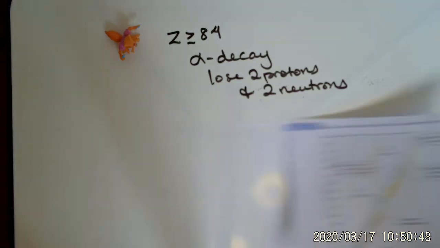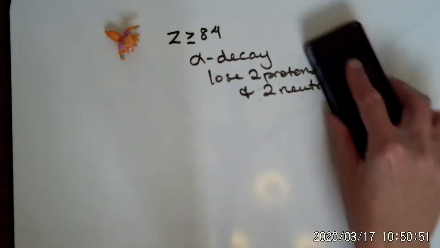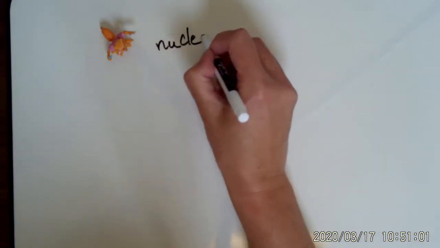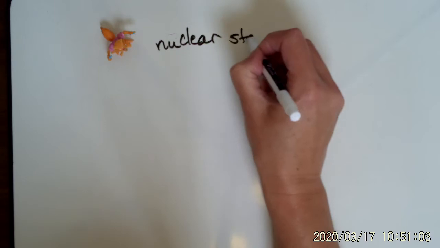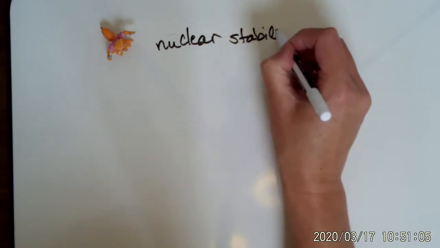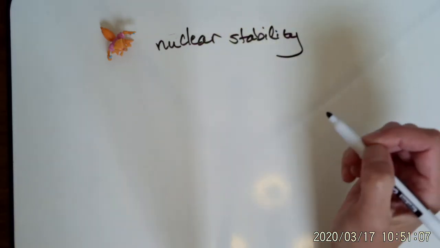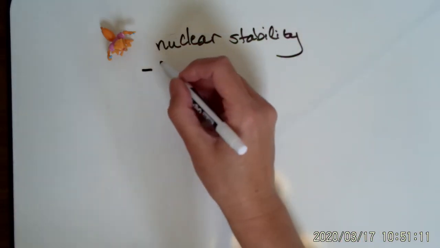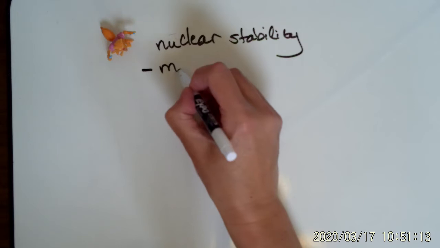What other ways, besides looking at the belt of stability, can we discuss nuclear stability? So knowing how to interpret your graph is essential. The other thing is we're going to also look at magic numbers.